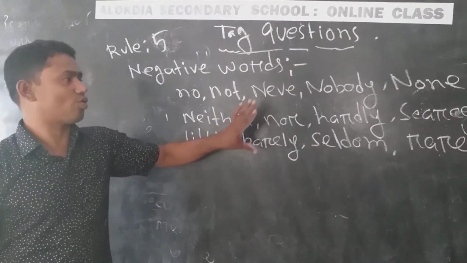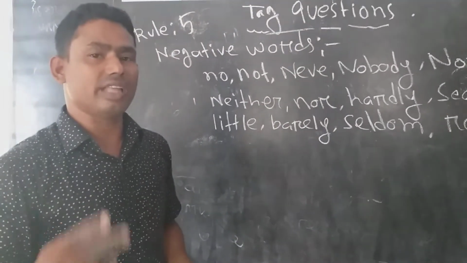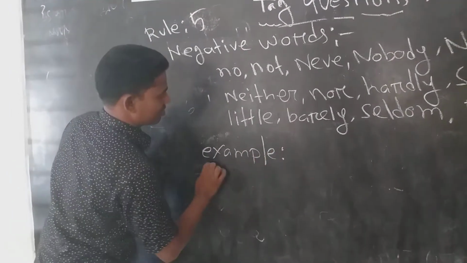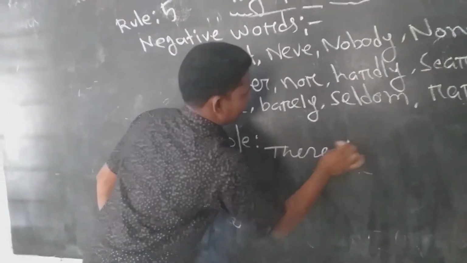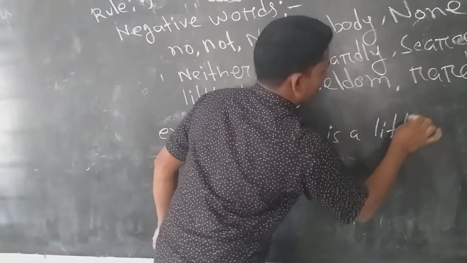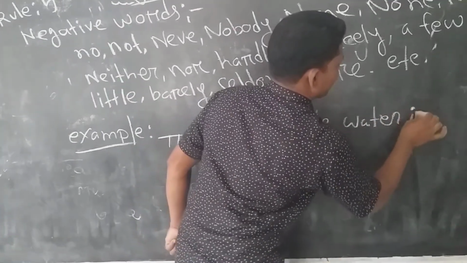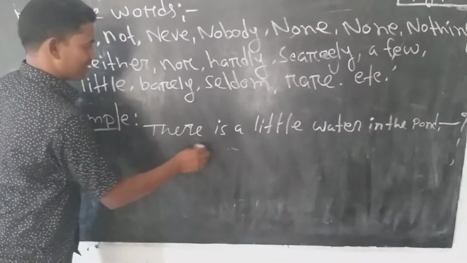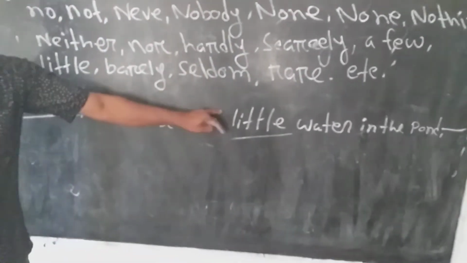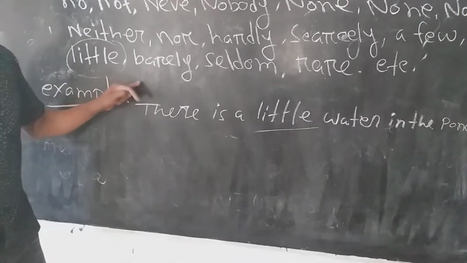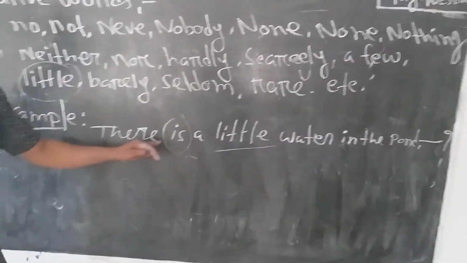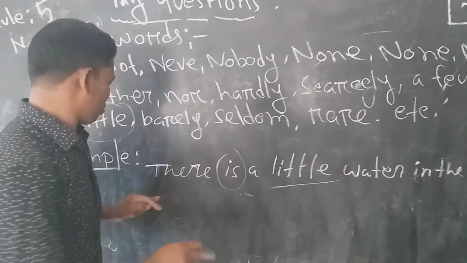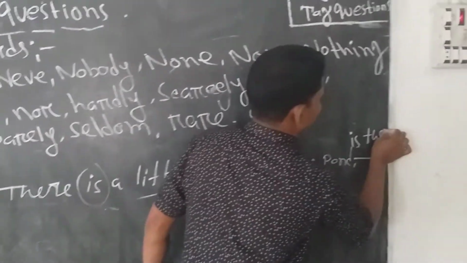If any sentence consists of any of these negative words, we need not use the short form of not. Let's go to the example. That is, there is a little water in the pond. This is a negative sentence, as the sentence consists of little. So according to the rule, we need to use the auxiliary verb is, and as the sentence is negative, we need not use the short form of not. Here the subject is there. The answer should be there.